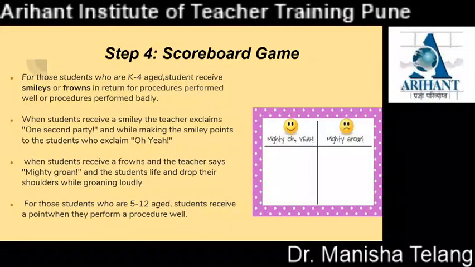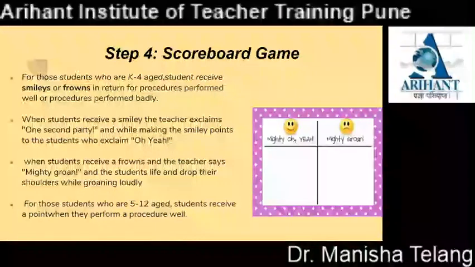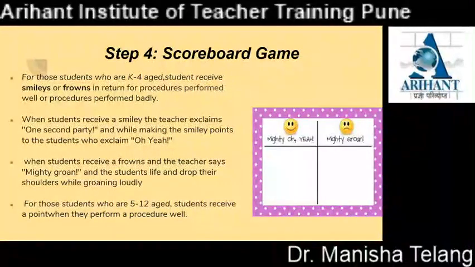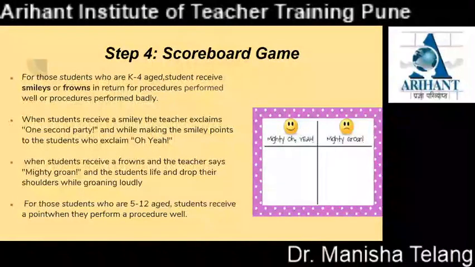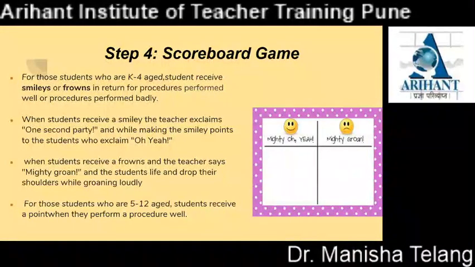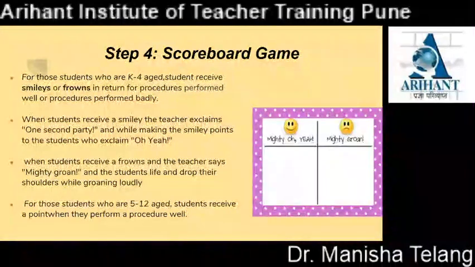For those students who are from age 5 to 12 years of age, the student receives a point when they perform a procedure well, and they also receive the 1 second party response. If students do not perform a procedure well, the teacher gives herself a point, and the mighty groan takes place in response.